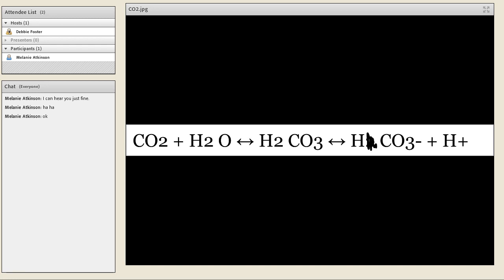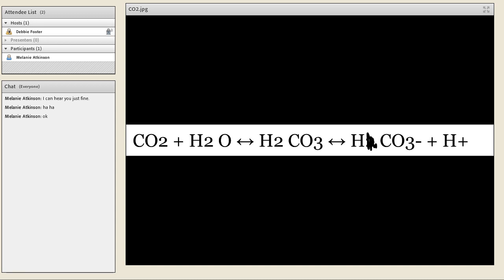We utilize buffers in the blood. We utilize buffers in body fluids. Buffers, if you recall from 264, are weak acids and the salts of that weak acid. Another term for salt is a conjugate base, which is what your term in the study guide uses. And carbonic acid is a good example of that.